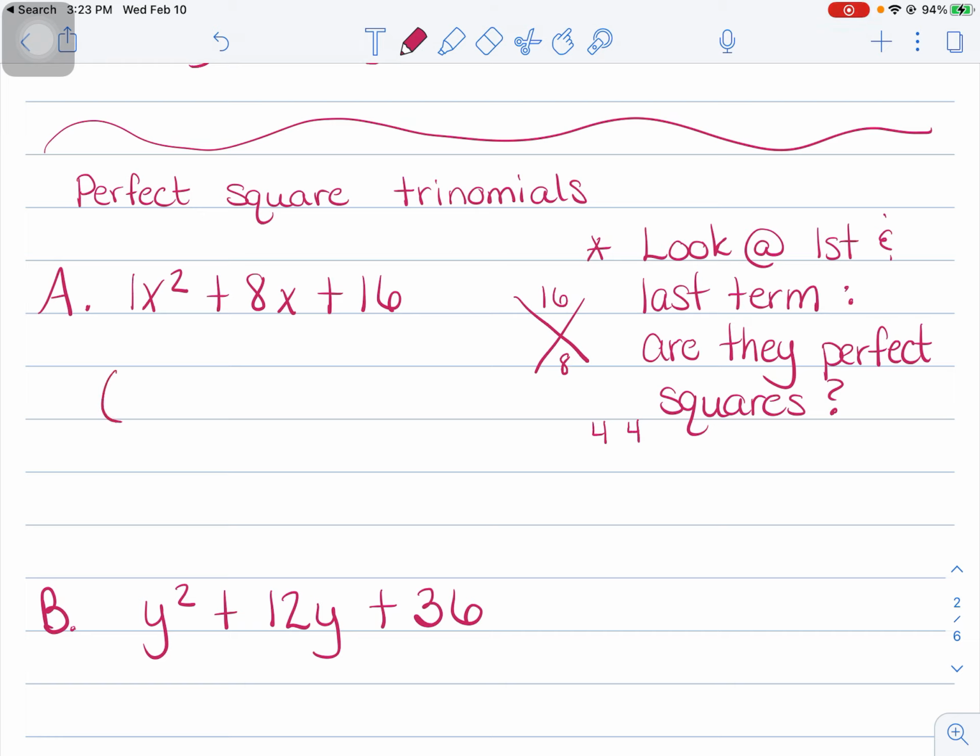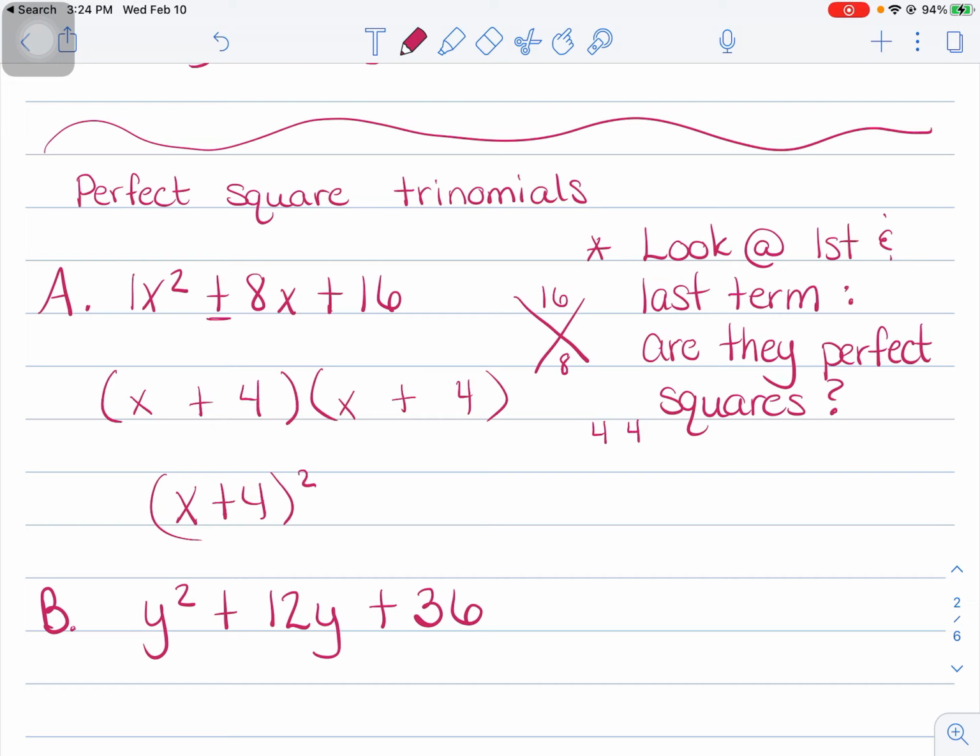So I can still use that method where I split up my x's, and I know I'm going to use factors of 4 and 4. With this one, because I have positives and my middle term is positive, I know both of these are going to be positive. So what I'm actually going to get is x plus 4 times x plus 4. I can check back and make sure it actually works, but it does. I can actually write this as x plus 4 squared. Either one of those is acceptable, but know that these are exactly the same.